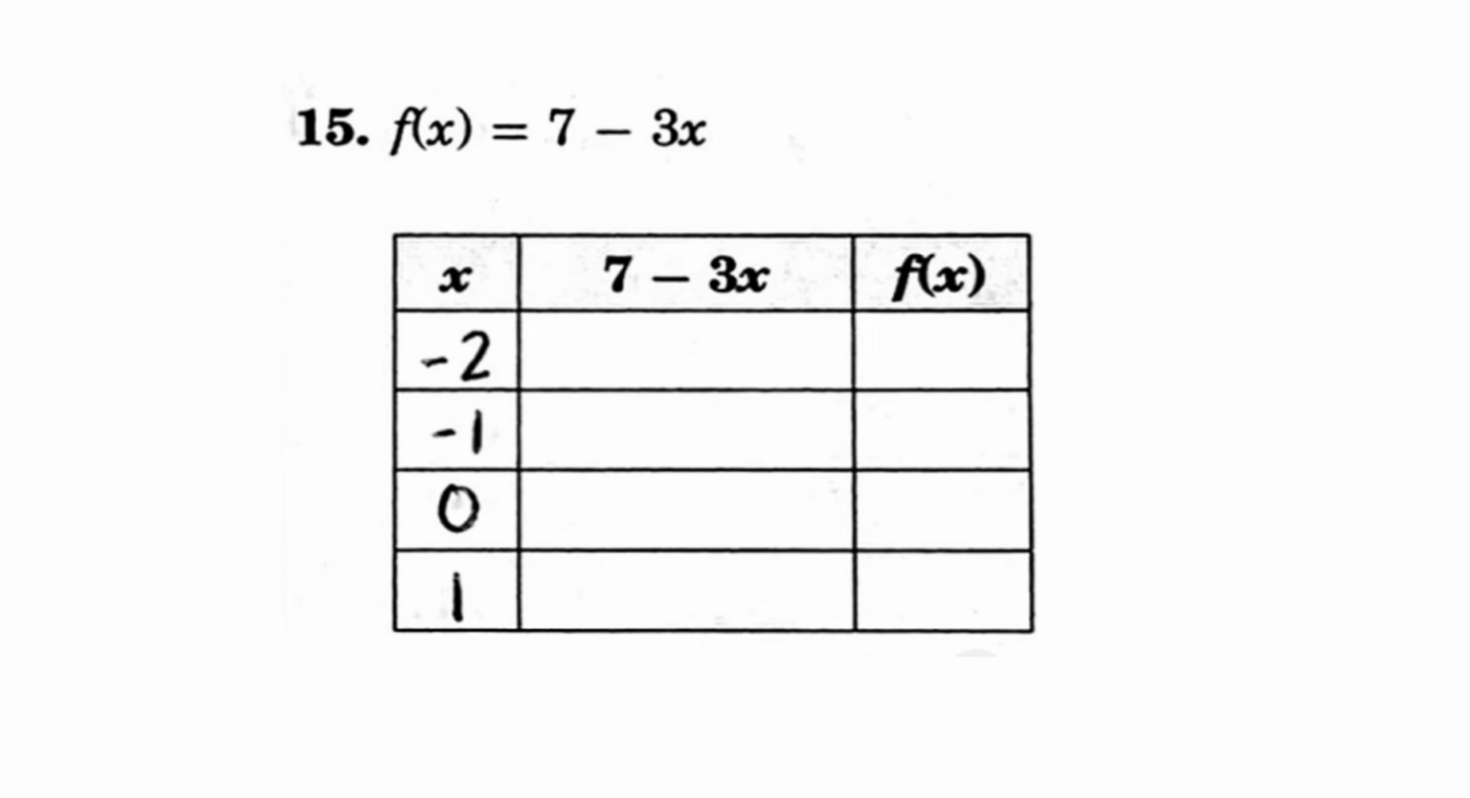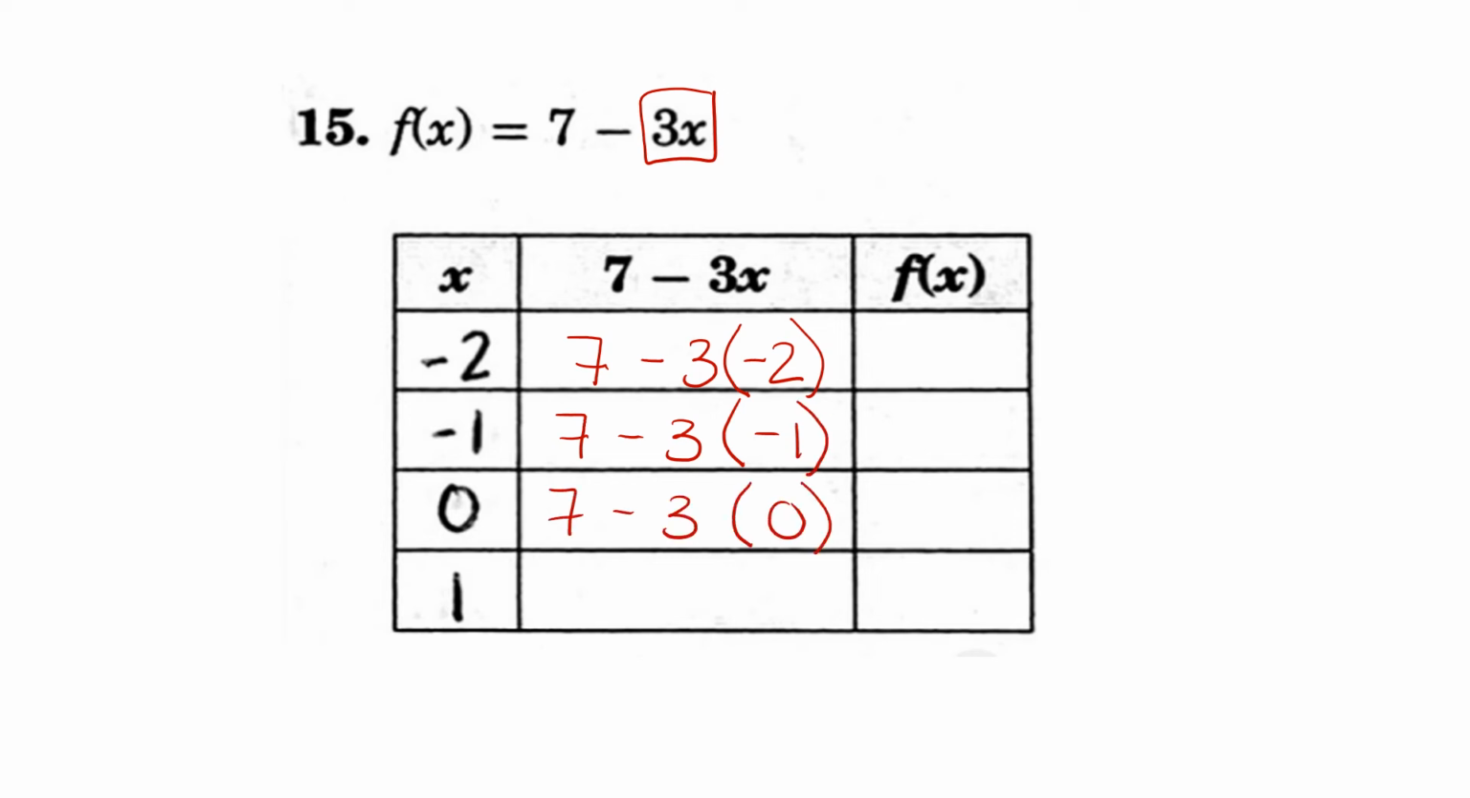For number 15, we have the equation 7 minus 3x. Even though this problem is written backwards, the 3 and the x side by side still means multiply. However, when we write our problem, the 7 and the minus have to stay in the front. The 3 is still being multiplied by our x values, negative 2, as well as multiplying by negative 1, multiplying by 0, and multiplying by 1.